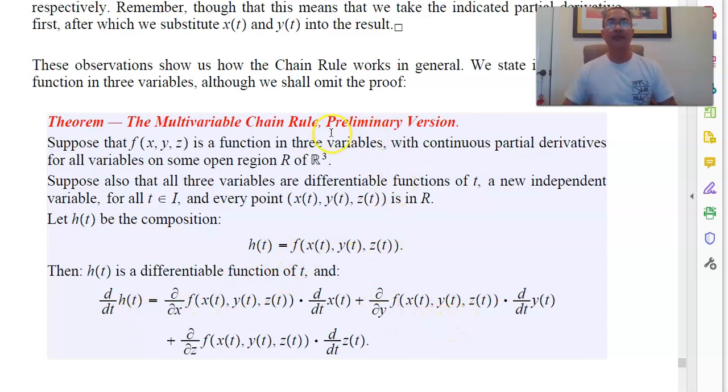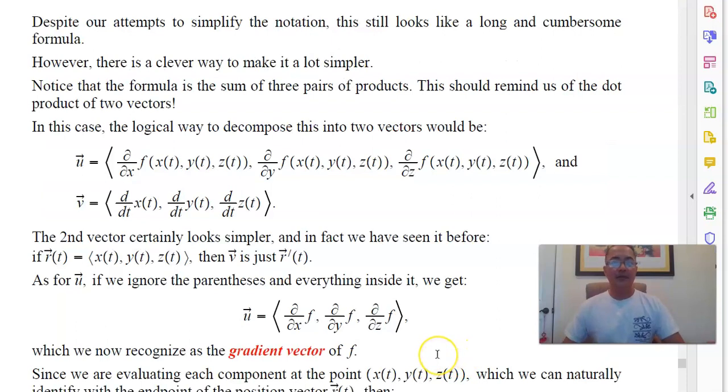Okay, so this is a preliminary version because we're going to show you a more compact, shorter version on the next page. Okay, so to create that compact notation, a sum of 3 things, and each of those things is a product of 2 things. Well, that's exactly how a dot product works, right? u1 v1 plus u2 v2 plus u3 v3. So how are we going to create these 2 vectors to form a dot product?